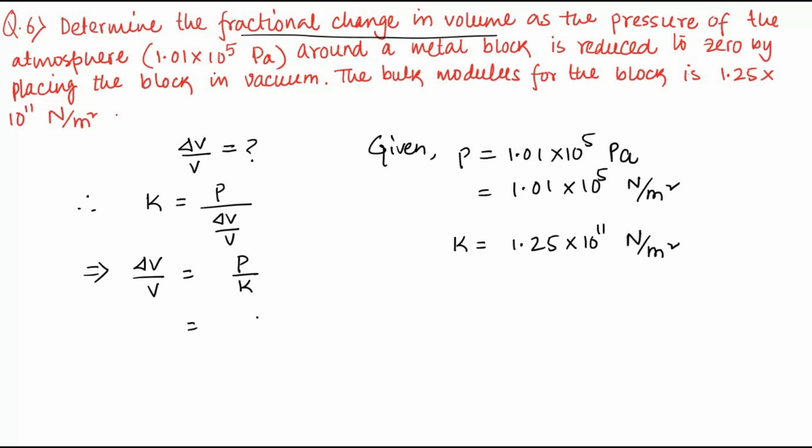So after substituting the value, it would be 1.01 × 10^5 divided by 1.25 × 10^11, and it is 8 × 10^-7. So since this is a ratio of the volumes here, we'll be getting 8 × 10^-7. So the answer is this.